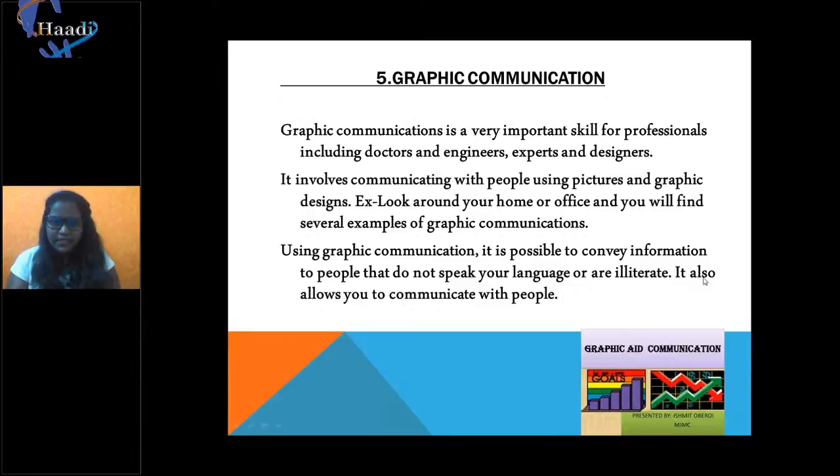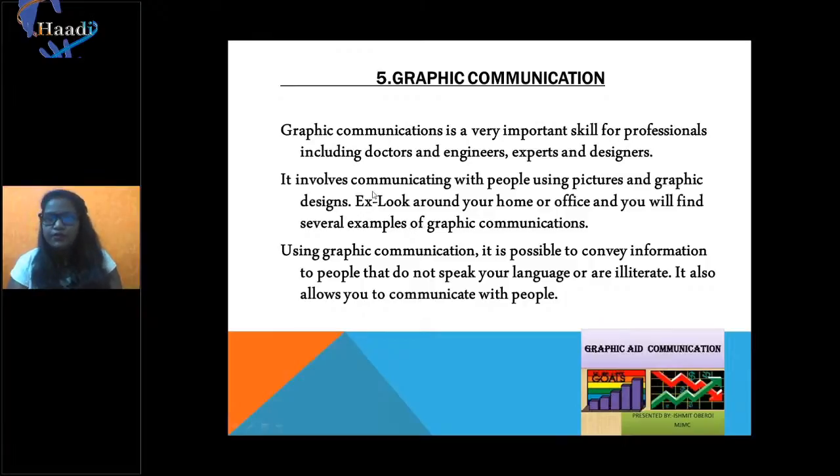So the next one will be graphic communication. Graphic communication is a very important skill for professionals, including doctors, engineers, and designers. Graphics is nothing but speaking with pictures. Literally using pictures to show what you want to.